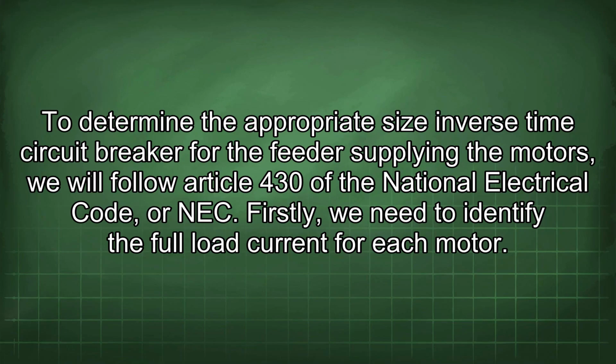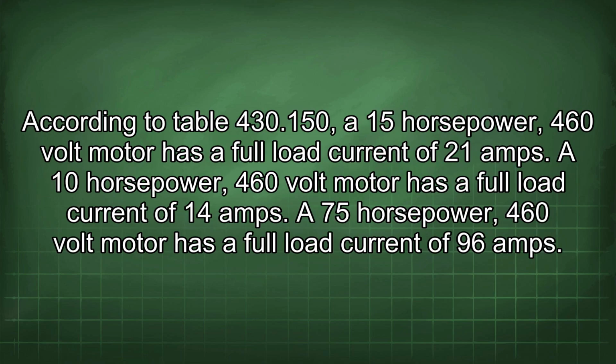To determine the appropriate size inverse time circuit breaker for the feeder supplying the motors, we will follow Article 430 of the National Electrical Code, or NEC. Firstly, we need to identify the full load current for each motor. According to Table 430.150, a 15 horsepower 460 volt motor has a full load current of 21 amps.